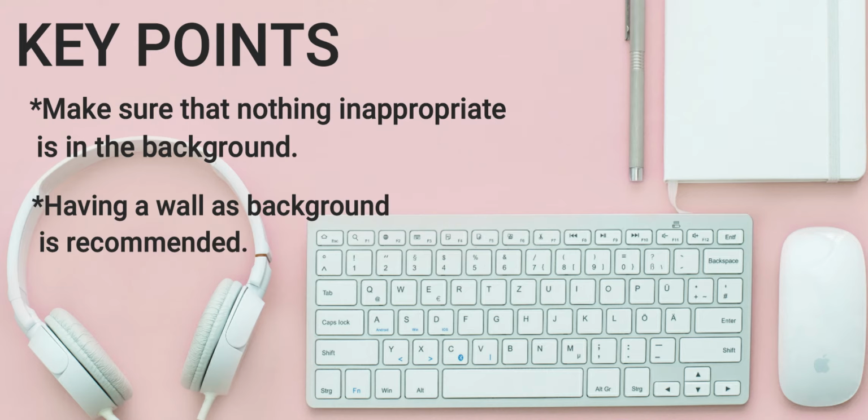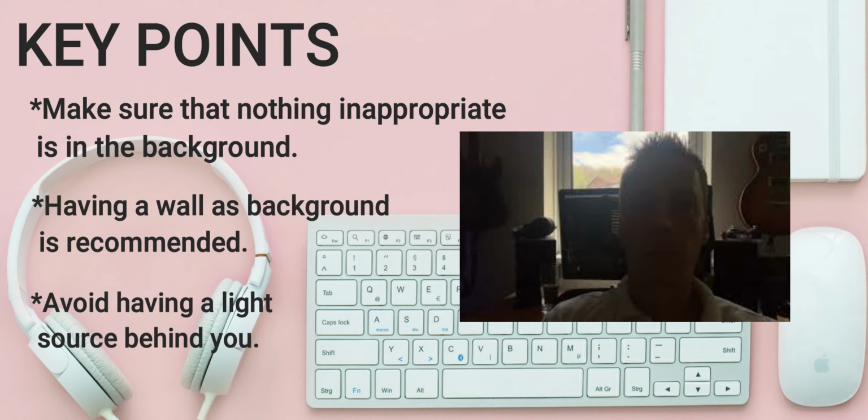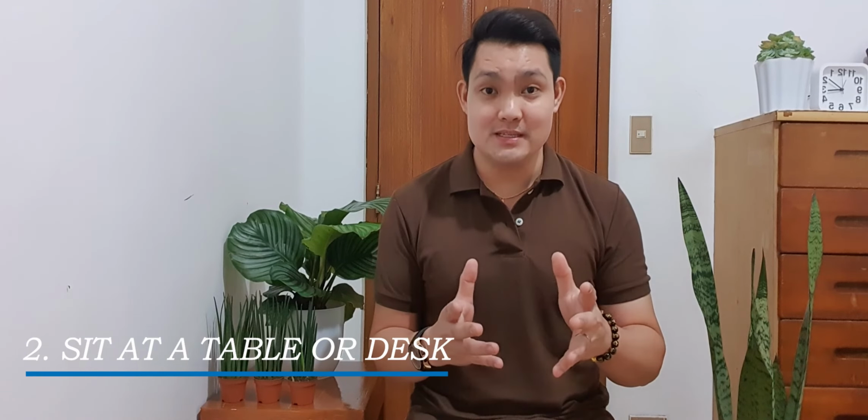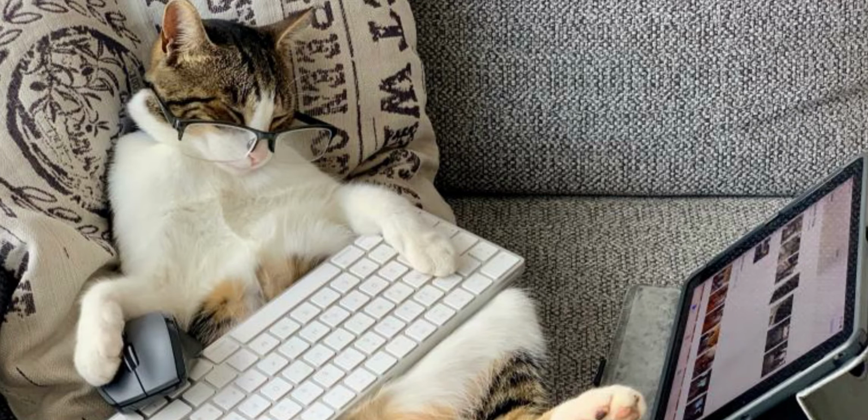Also, having a wall behind you can ensure that other people you may live with aren't distracting in the background. Lastly, try not to have a window behind you. Having a major light source behind you will make it very hard for the students to see you. Number 2. Sit at a table or desk. Never forget that your virtual meeting is the same as attending class. If you are on campus for class, you would not be laying down in bed, right? A virtual class meeting with video is no different.